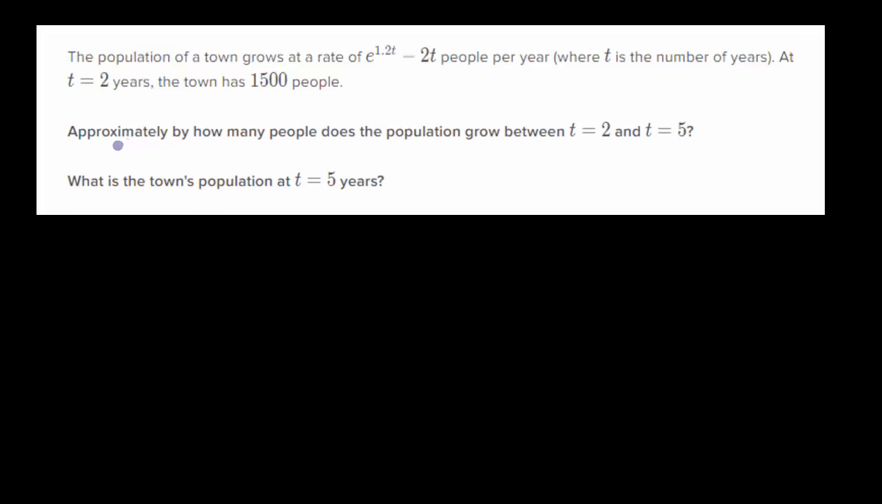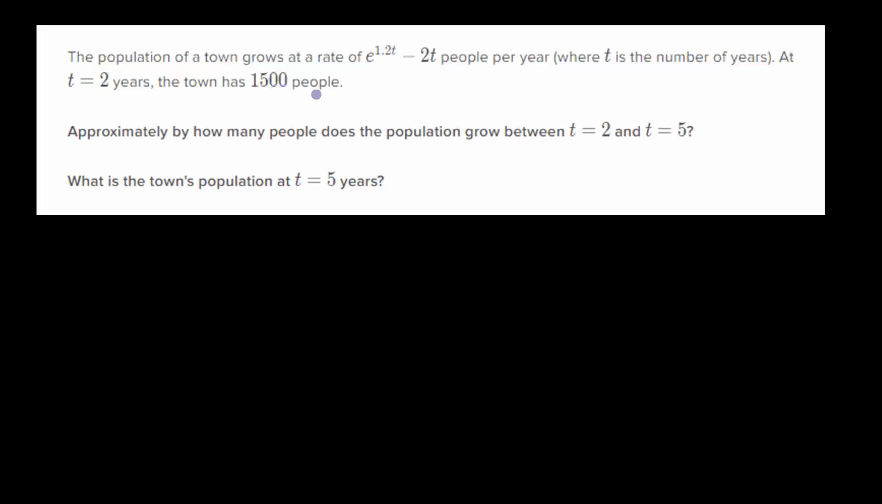So first they ask us approximately by how many people does the population grow between t equals 2 and t equals 5? And then what is the town's population at t equals 5 years? If we figure out this first question, the second question is pretty straightforward. We figure out the amount that it grows and then add it to what we were at t equals 2. Add it to 1,500. So pause this video and see if you can figure it out.